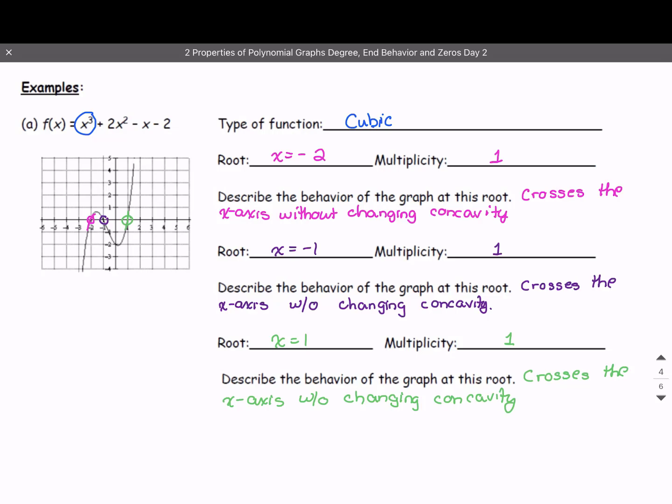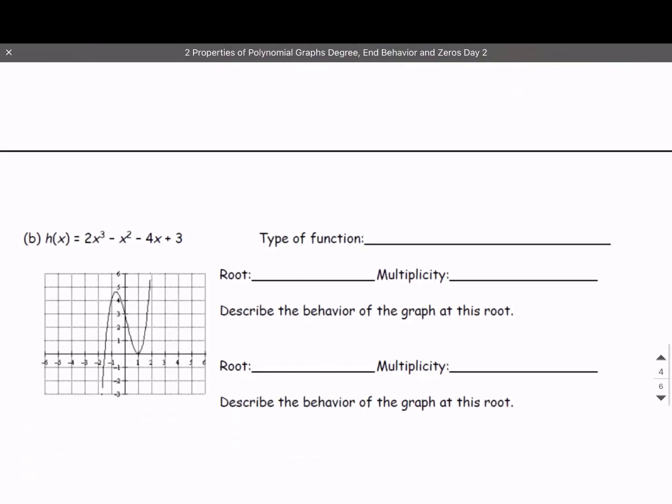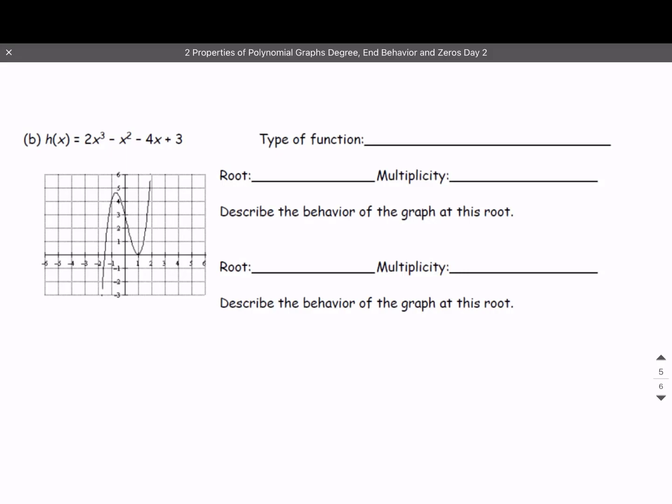Now, if you look at our multiplicities, 1 plus 1 plus 1 adds up to 3, and that is the degree of our polynomial, so we know we have all of our roots. Let's try another one. h of x is 2x cubed minus x squared minus 4x plus 3. And again, this is a third degree polynomial, which makes it a cubic function. It also means we're going to have 3 roots.